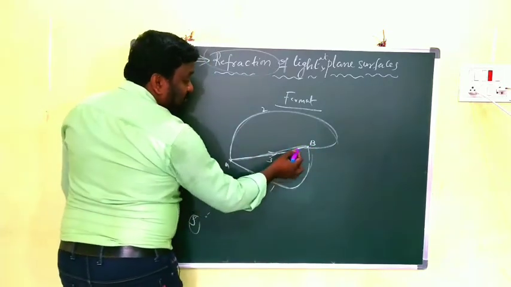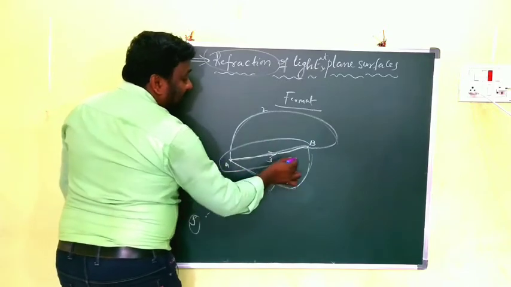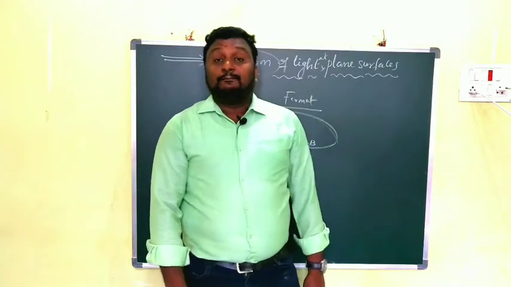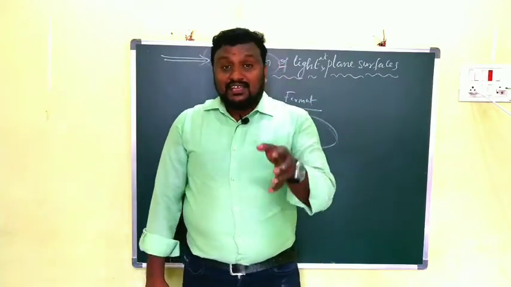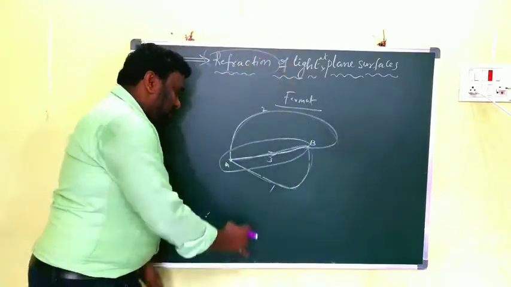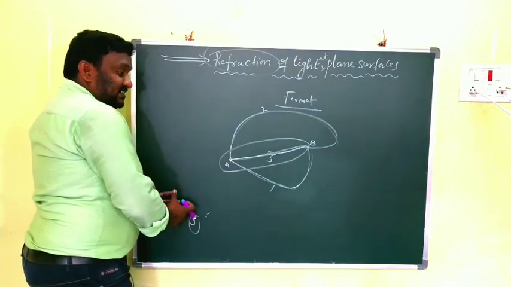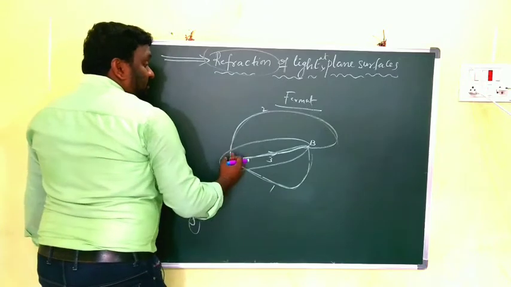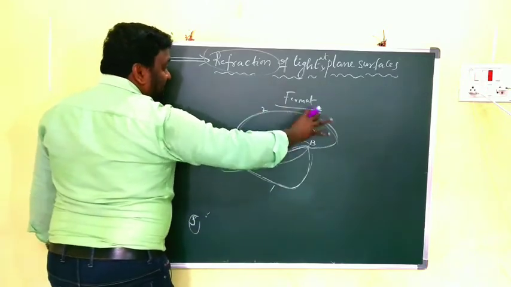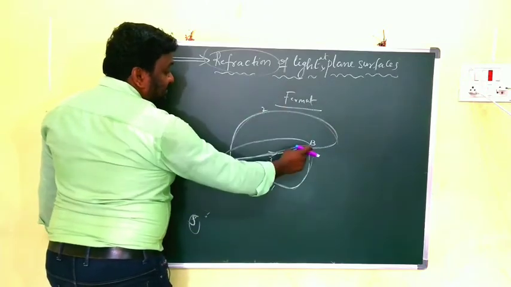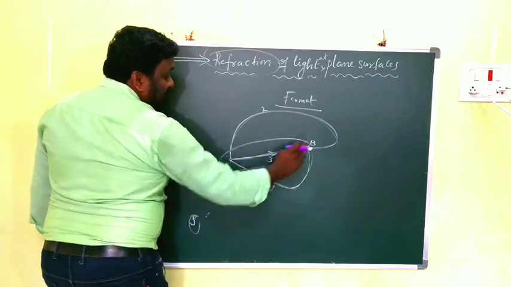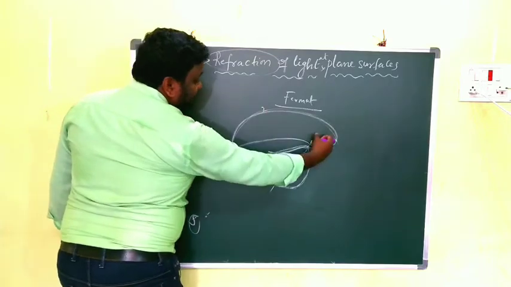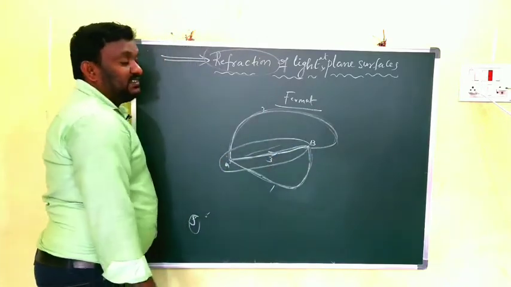In these three, which is shortest? The third ray, that is the shortest path. Got my point? Here some source is there, and the light wants to move from A to B. If you can imagine so many paths like this, the third one is the shortest path from A to B. The first one is like this, the second one is like this, and the third one is like that.